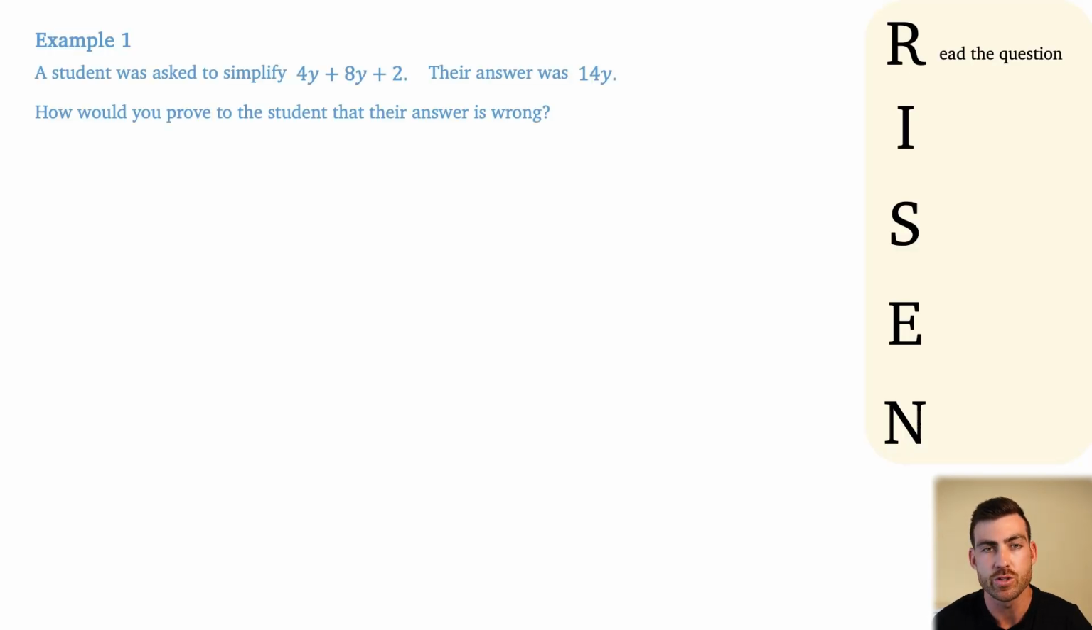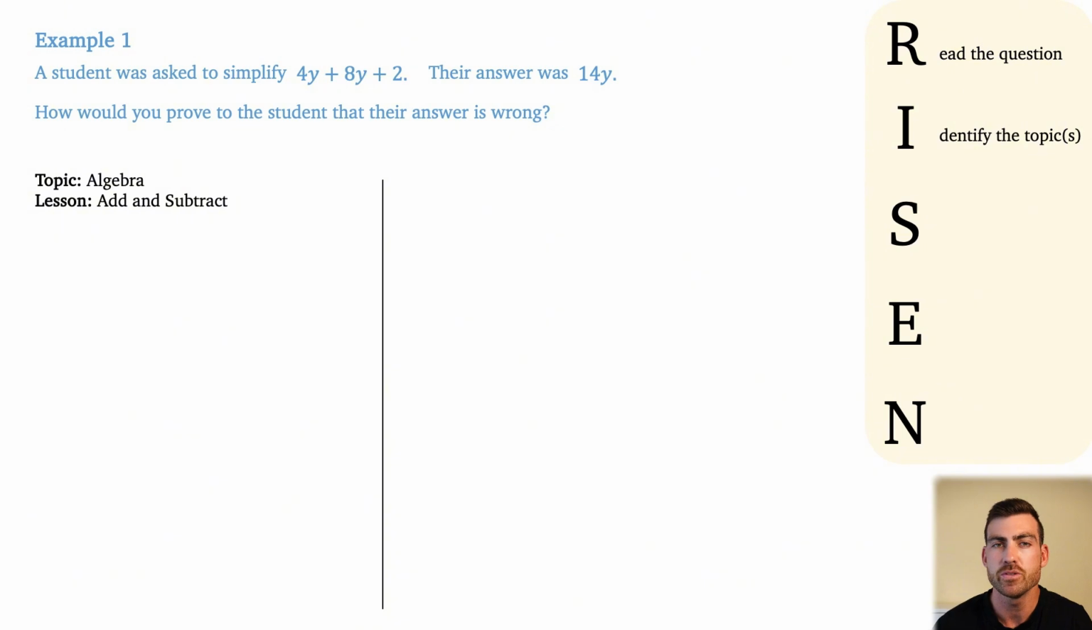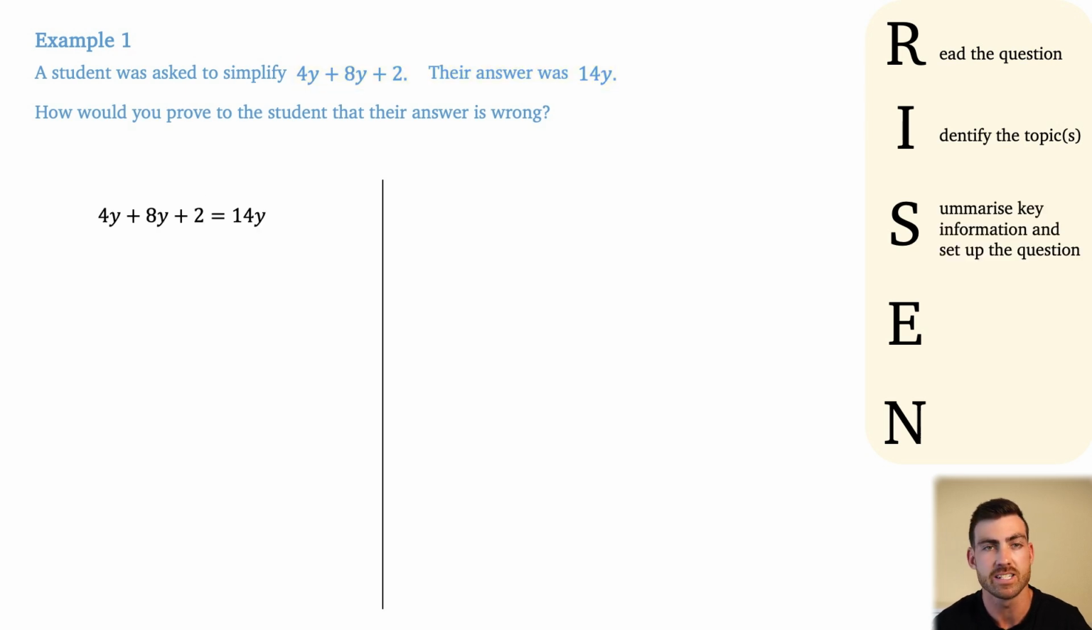A student was asked to simplify 4y plus 8y plus 2. Their answer was 14y. How would you prove to the student that their answer is wrong? I can see that we're using the skills from the adding and subtracting algebra lesson. Next, we can set up the question and write it as an equation: 4y plus 8y plus 2 equals 14y. Well, one way to prove if both are equal, we can collect the like terms on the left-hand side and see if it equals 14y.